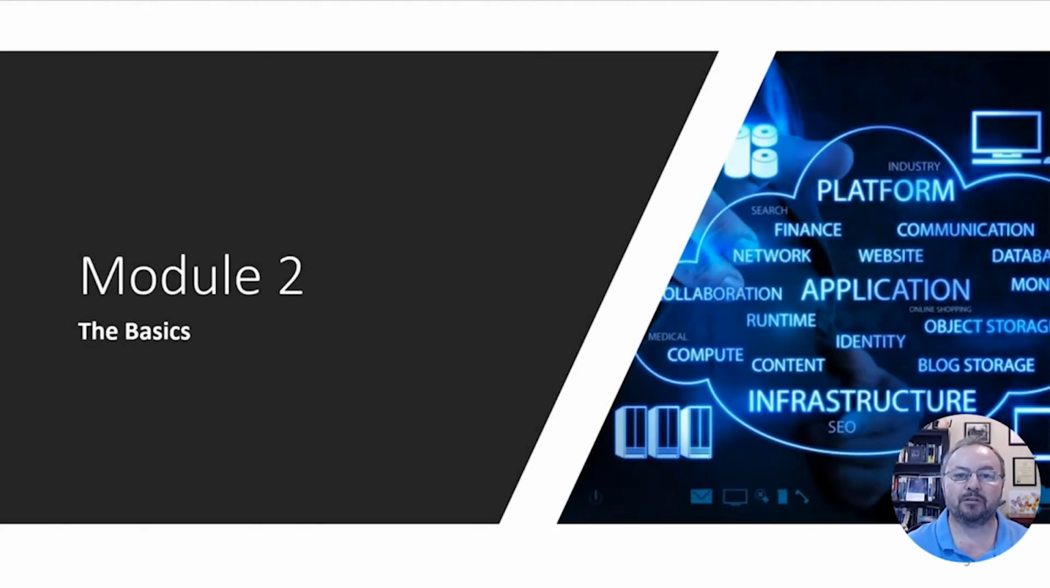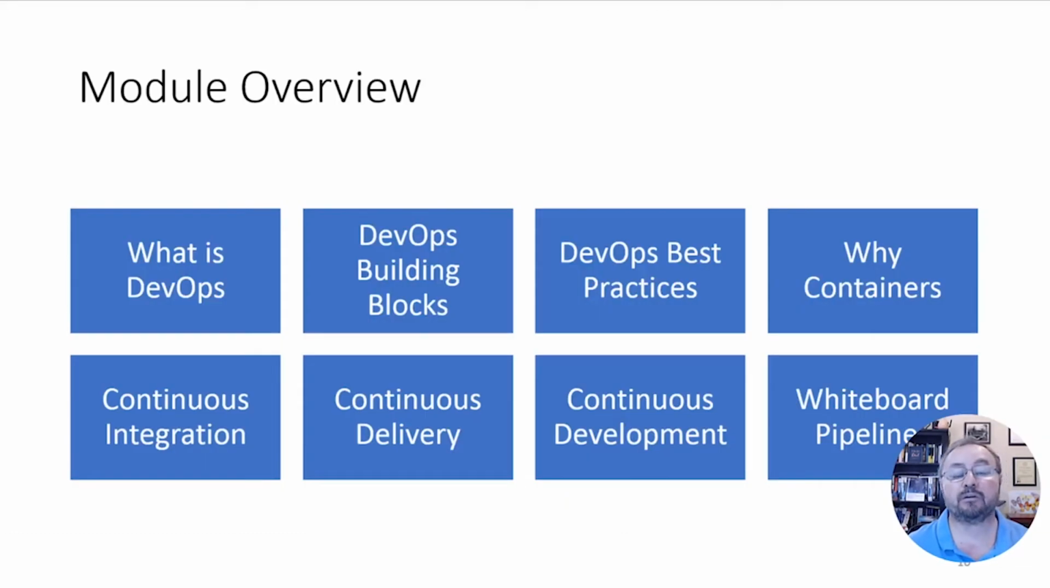Module 2. In this module, we want to go ahead and start understanding what DevOps is all about, to really understand building blocks, what are the best practices, why use containers and why they're so important in the world of development and DevOps. We'll talk about the different types of pipelines that we have, such as CI and CD pipelines. And then I'll also walk through a whiteboard of how pipelines work and provide some insight on different scenarios. We have a lot to cover in this module. Let's go ahead and proceed to the first lesson.